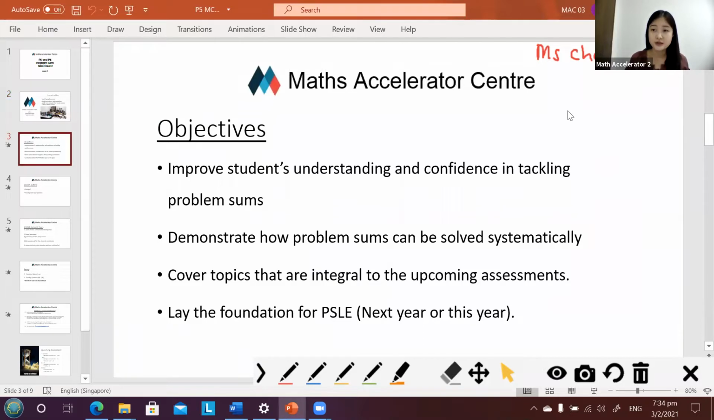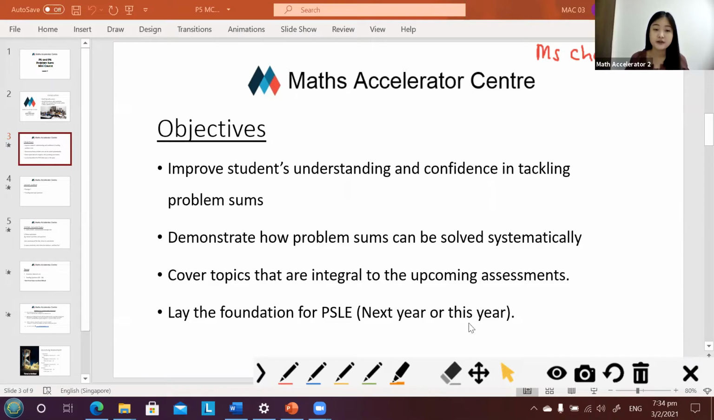So the objectives of this lesson is to improve students' understanding and confidence in tackling problem sums. As you know, problem sums take up a huge bulk of the marks in your examinations. So if you're struggling in that, we hope to help you. We'll show you the step-by-step approach of how to solve this type of questions, to demonstrate how problem sums can be solved systematically.